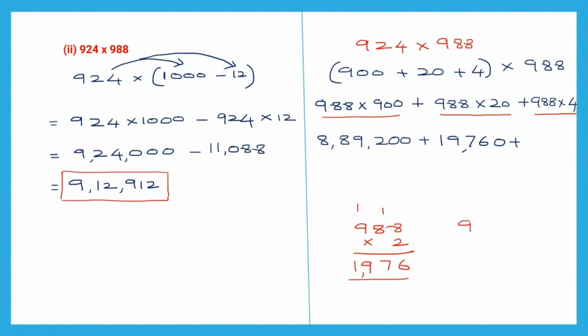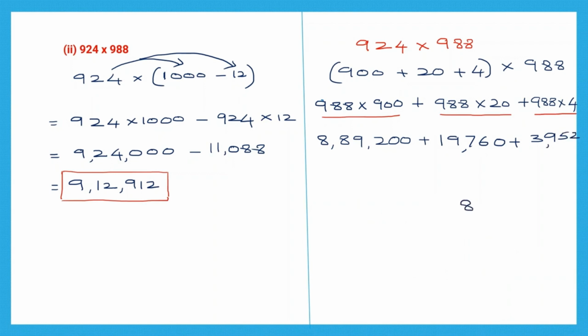Now let's continue. This time we have to multiply 988 into 4. So let's do that. 988 into 4. 4 8s are 32, carry 3. 4 8s are 32 plus 3 is 35, carry 3. 4 9s are 36 plus 3 is 39. So we have 3,952. So now let's add up all these numbers.